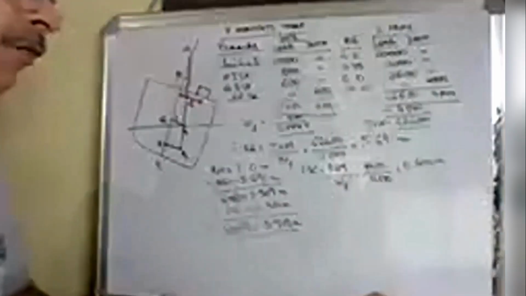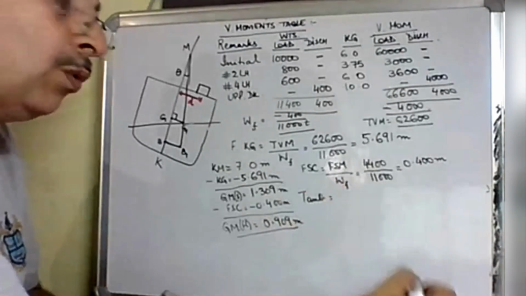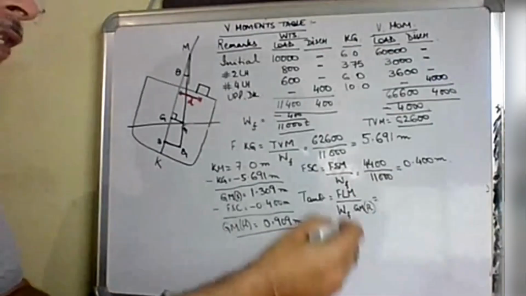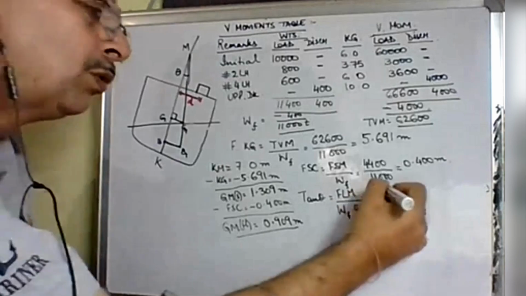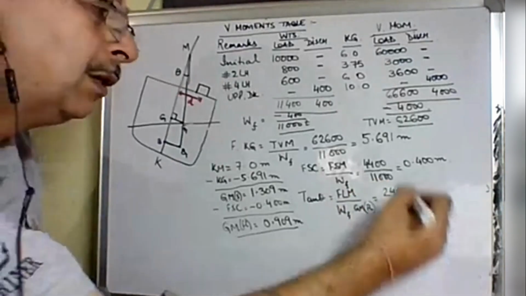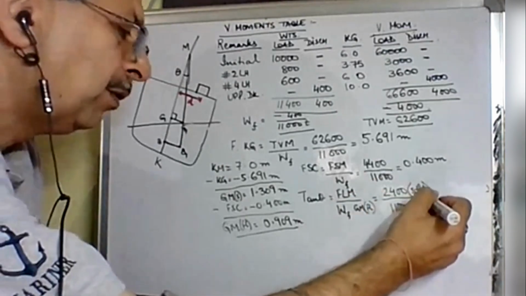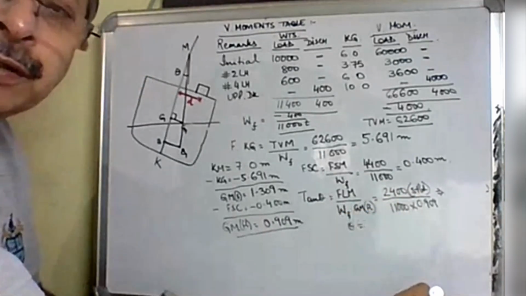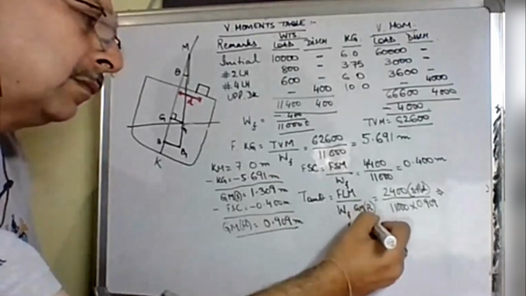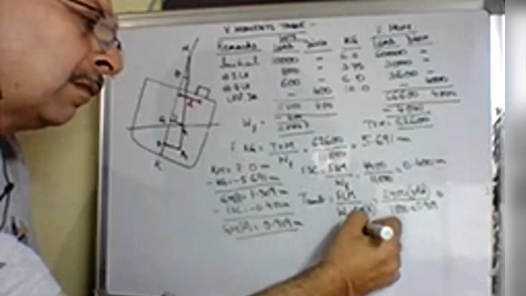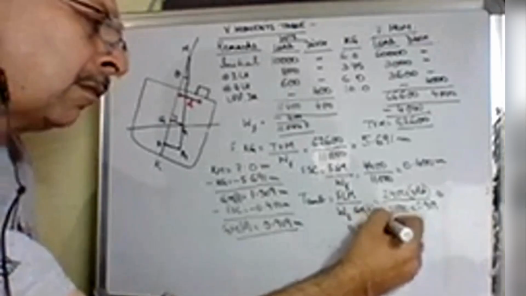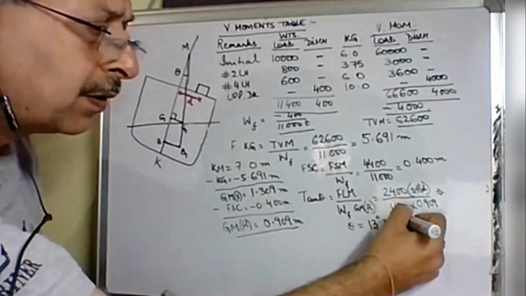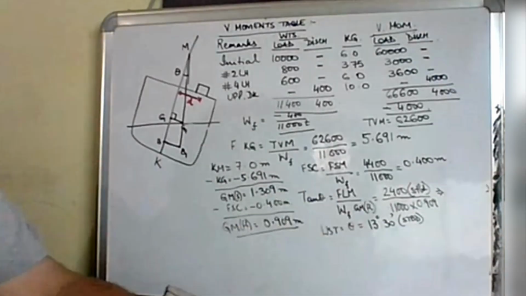So therefore, now come to the formula: tan theta is equal to final listing moment upon W final into GM fluid. The final listing moment we calculated was 2400 to starboard, divided by 11,000 into GM fluid 0.909, and therefore take tan inverse of it and you get your theta. Write your answer in degrees and minutes. So list will be so much. This is your final answer.